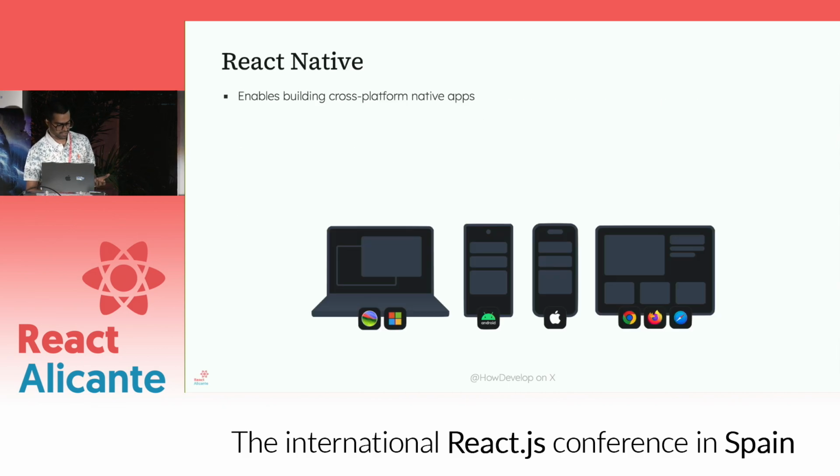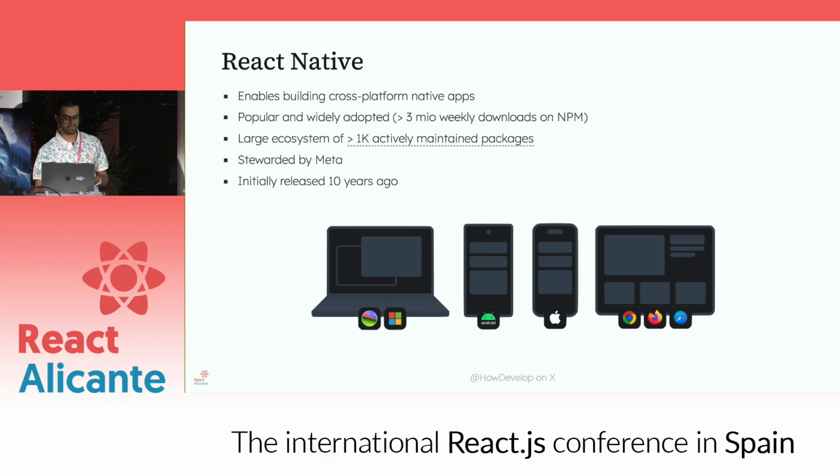And of course, when you talk about React, we are at React Alicante. React Native has turned out to be one of the most widely used cross-platform native application building frameworks. And of course, you can see that it's very popular, with more than 3 million weekly downloads on NPM. It has a large ecosystem of more than 1,000 actively maintained packages. And although it was released 10 years ago, today you can run React Native applications on desktop, Android, iOS, and any other device that can support React Native.